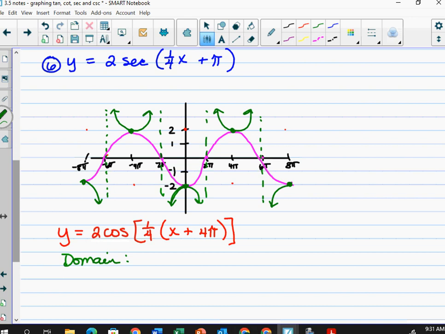All right, guys, what's the domain of this one? X such that X is an element of the reals, but X cannot equal what? 2 pi plus or minus 4 pi k. Yeah. Don't forget the pi.